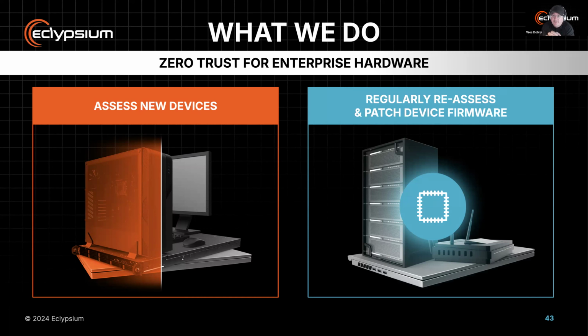We do that through assessment of current devices and new devices, as well as helping organizations with deploying patch management or device firmware on systems. The idea is to assess new things before you put them in your network to make sure that they're not already compromised, and then regularly reassess them to continue to build trust in them.